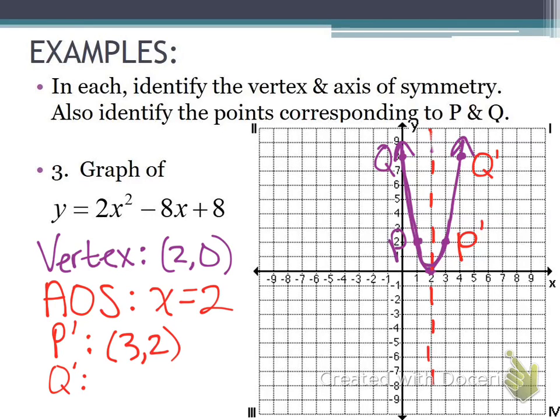So Q prime is going to be at the point 4, 8. Any point along your parabola should be equidistant from another point on the parabola. So we should be able to do that with any point we choose on either side of it. Obviously, there's no reflection of the vertex. It is on the axis of symmetry.